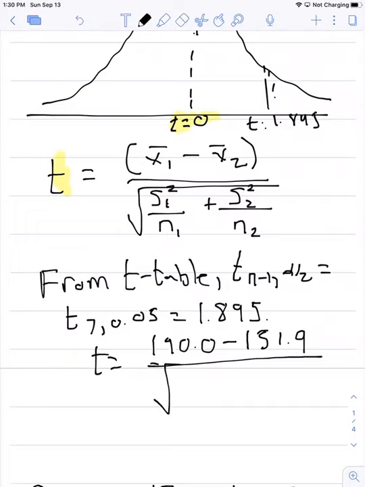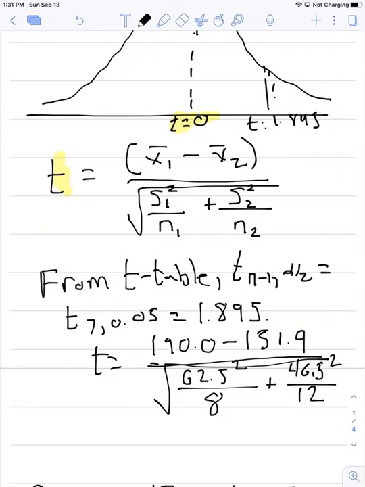And we divide that by a lot in here in the denominator. 62.5 squared divided by 8. Remember, this was the standard deviation for fertilizer A, 62.5 bushels per acre. We square that value divided by the number of observations. And then we add to it the standard deviation for fertilizer B, 46.5 bushels per acre squared, and then divide that by 12. And when we calculate all the math, we'll get a value of t that equals 1.47.